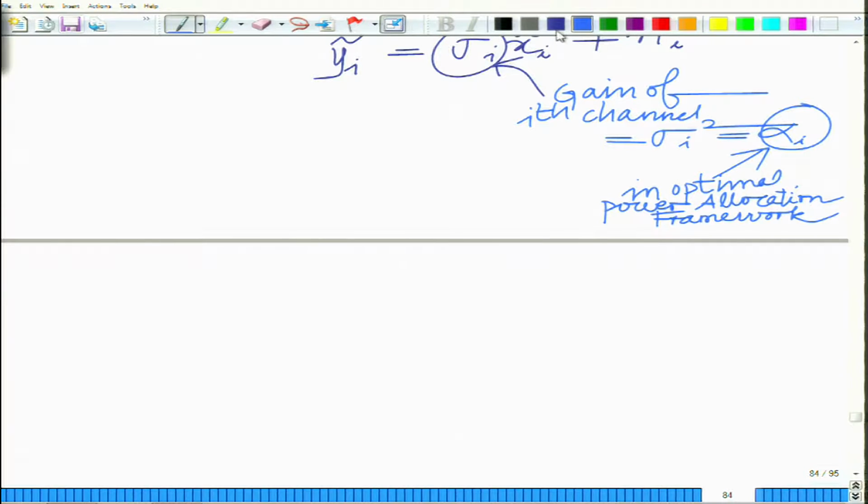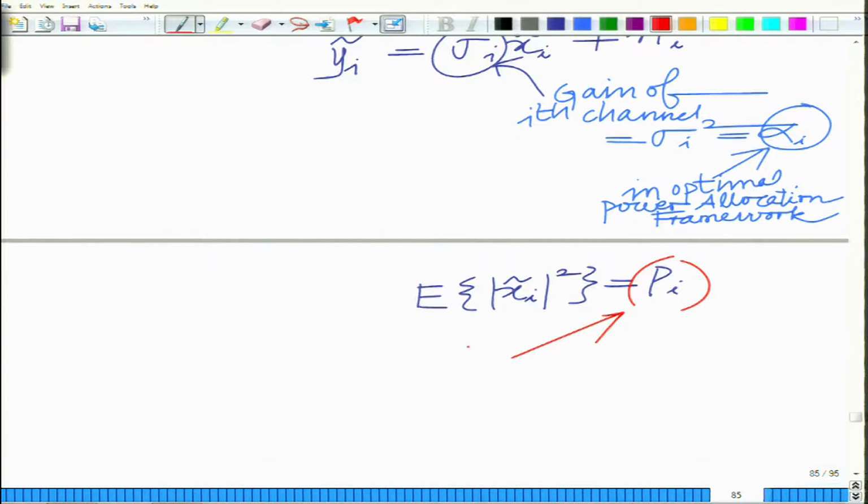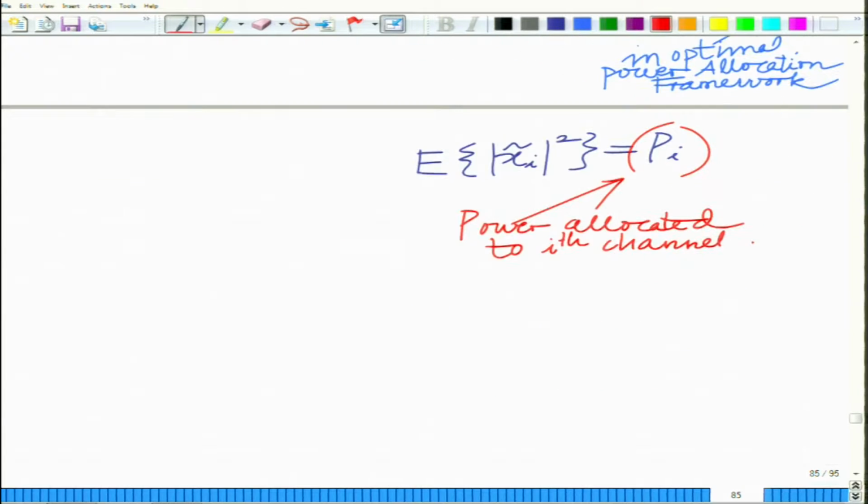And therefore, now if you have the expected magnitude of xi tilde square equals Pi, what is Pi? This is the power allocated to the ith stream or ith channel, the power at which you are transmitting symbols over channel i. And the channel gain is sigma i square, which is alpha i. And the noise power we have already seen, that is sigma square.